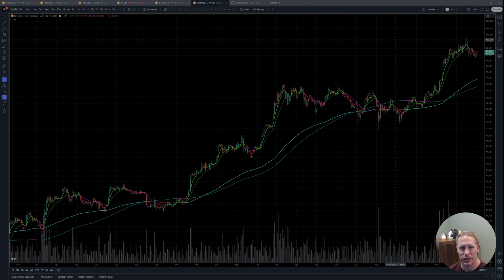So the setup here is pretty simple. It basically revolves around having four different moving averages. You have a 200 SMA, a 200 EMA, an 8 EMA, and a 21 EMA. And there's just some different color codings on this.